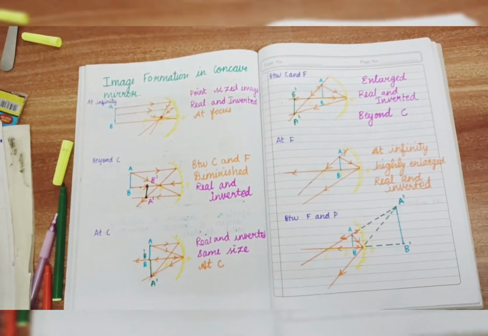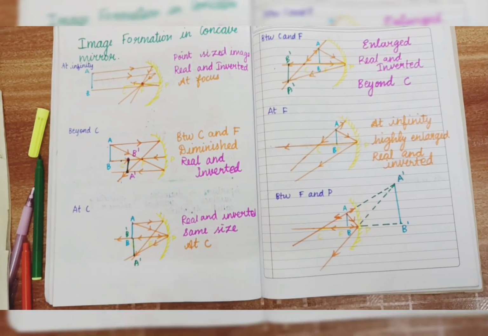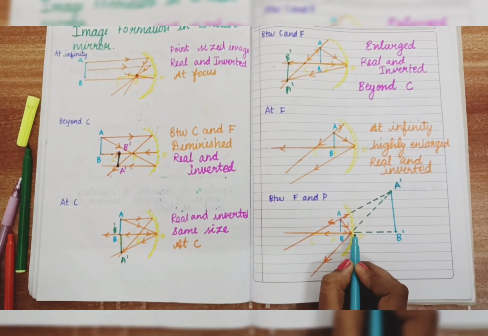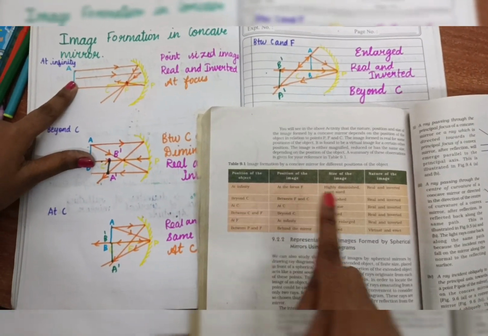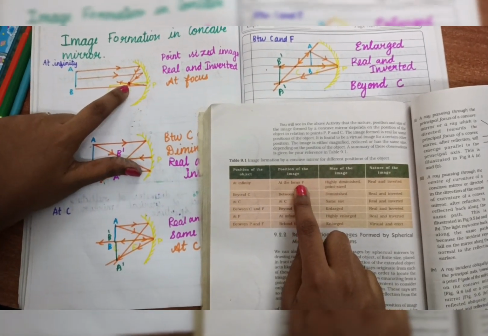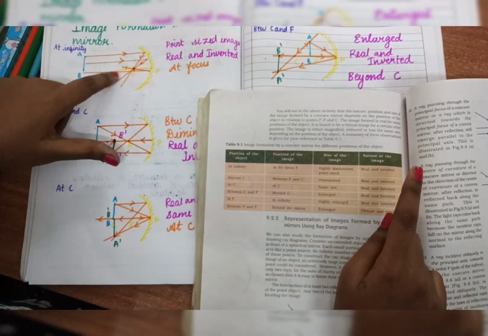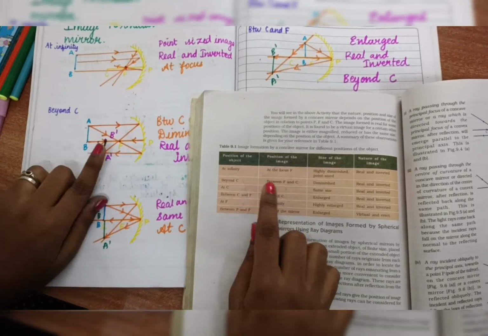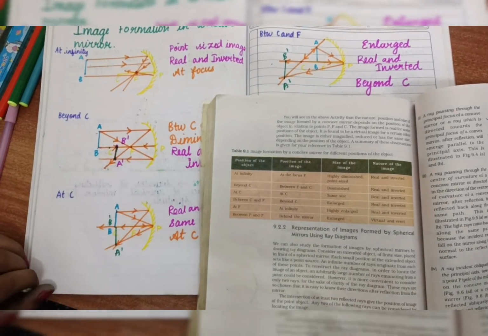You will be able to observe that all concave mirrors except this one are forming a real and inverted image, while when the object is placed between focus and pole, the image obtained is virtual and erect. Look at here. When the object is placed at infinity, we are getting the image at focus. The image is highly diminished, point-sized, real and inverted. When the object is placed beyond C, we are getting the image between C and F. Image is diminished, real and inverted.